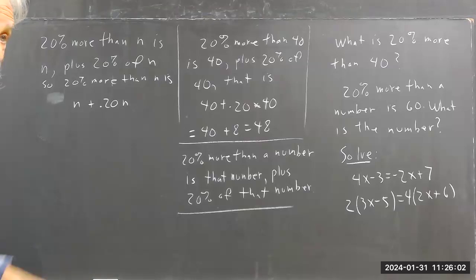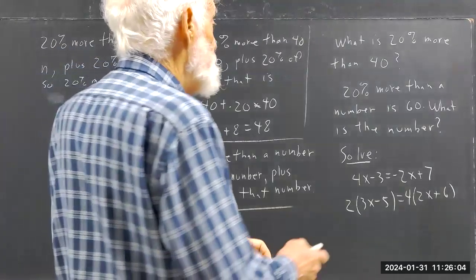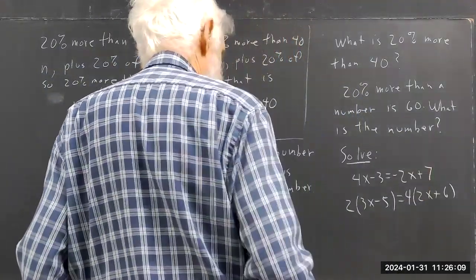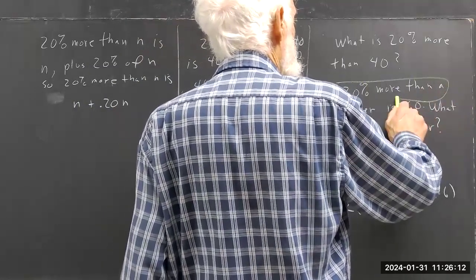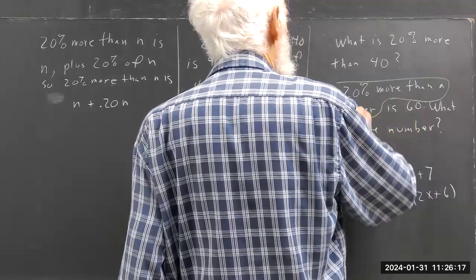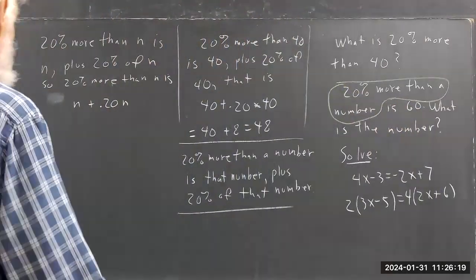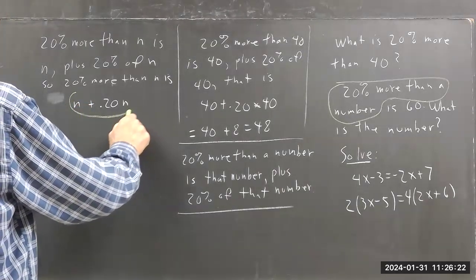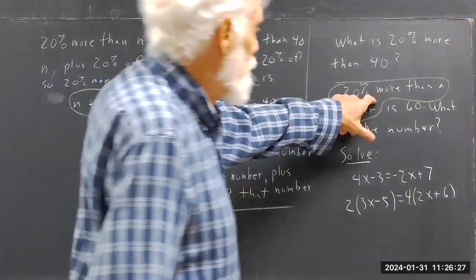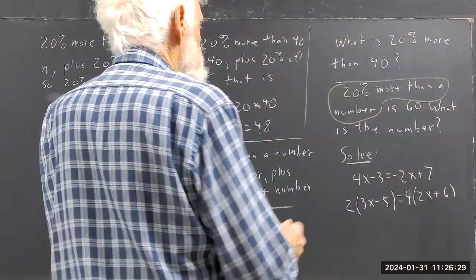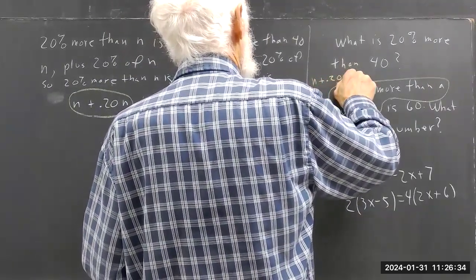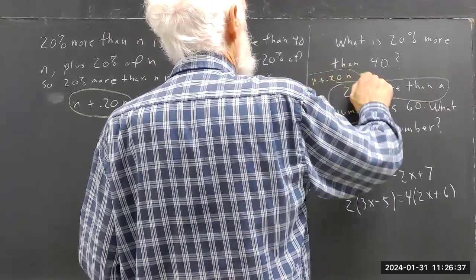Right? And that represents this part of the problem. So I'll outline that in green. I'll outline this in green. So we now know that this is N plus 0.20 times N.